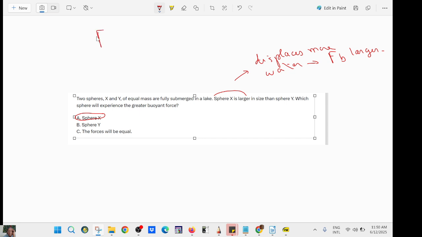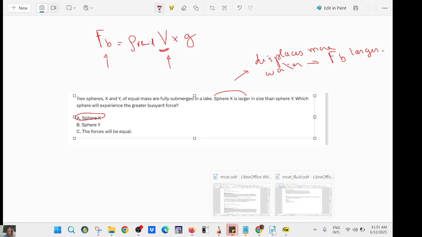Okay, so the buoyant force is the weight of the fluid displaced. So it's going to be fluid here, and they are totally submerged. So it's the total volume of the object times g. So if this is larger, that will be larger also, and the factor here will be the same. If the volume is multiplied by 2, the buoyant force will be multiplied by 2. Okay, so that's an easy question.